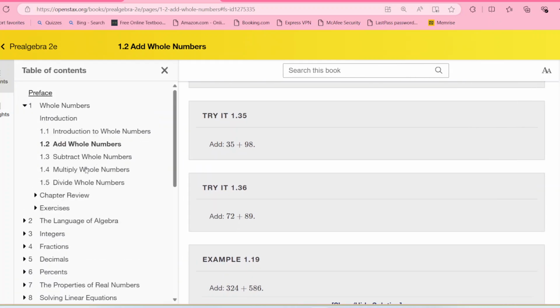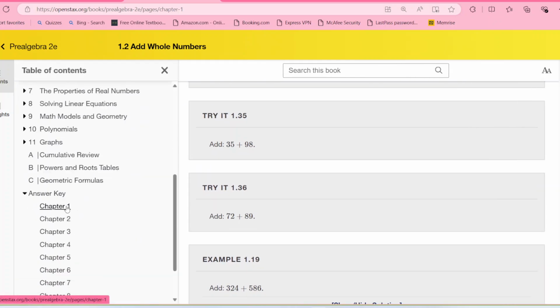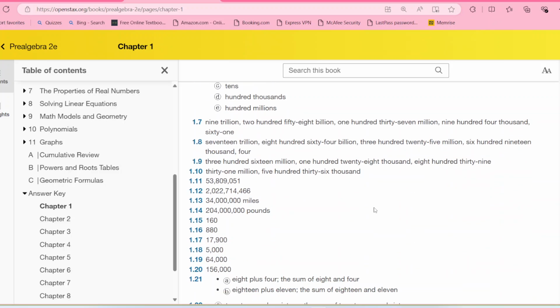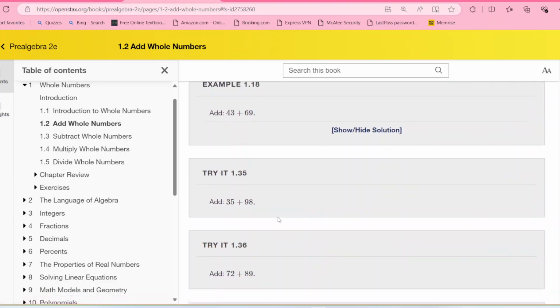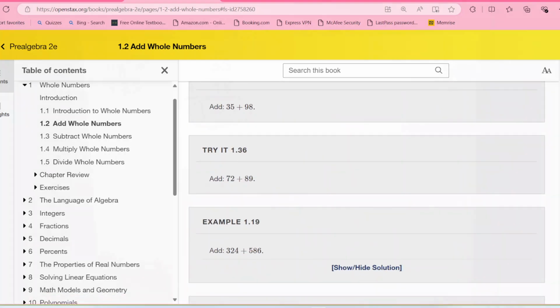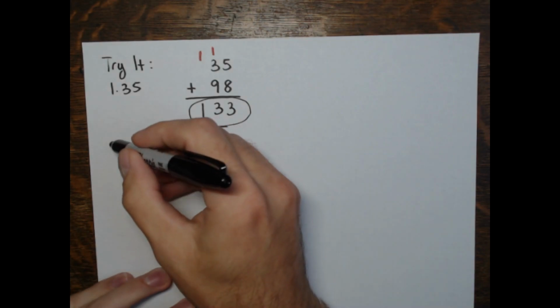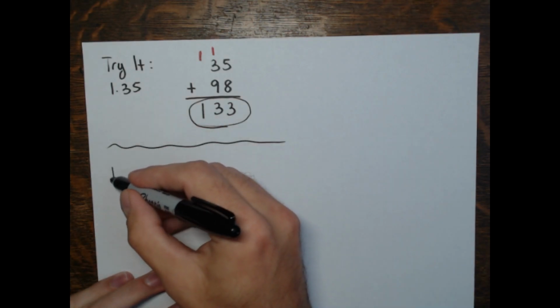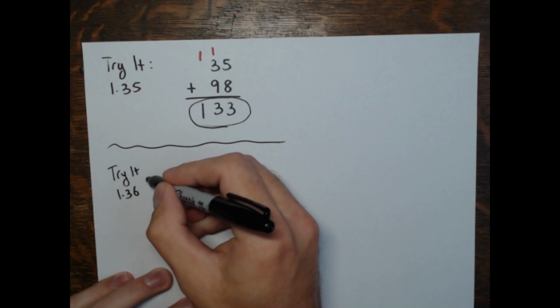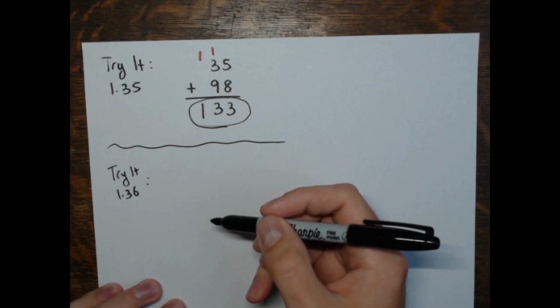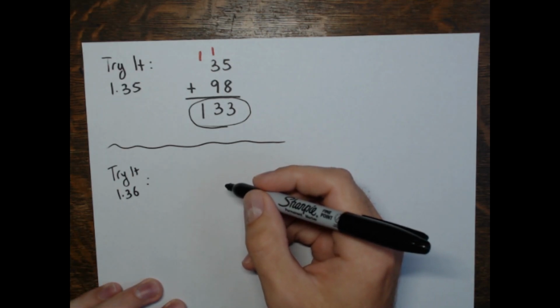And once again, let's check it out. It never hurts to check. Answer key, chapter 1, try it, problems 1.35, 133. Excellent. All right, and go back. All right, try it 1.36. Another sum. All right, we're all adding in this section.